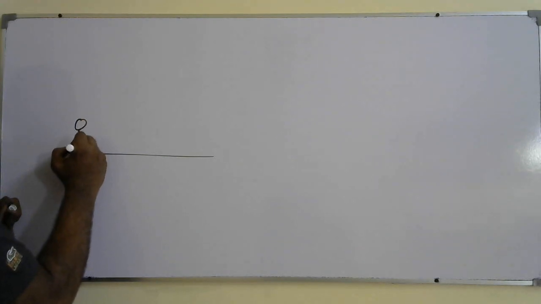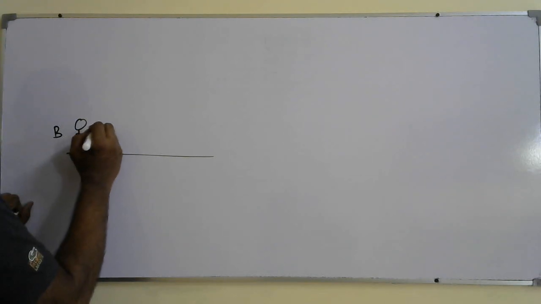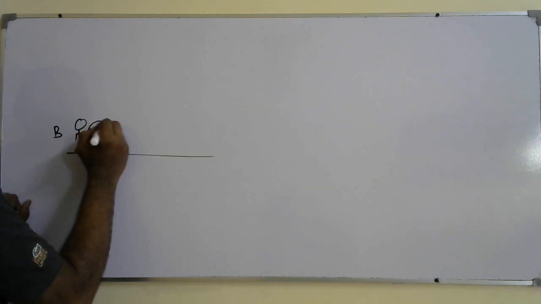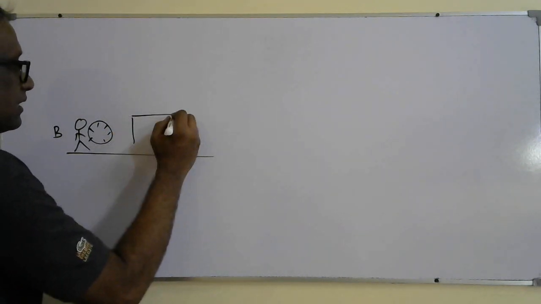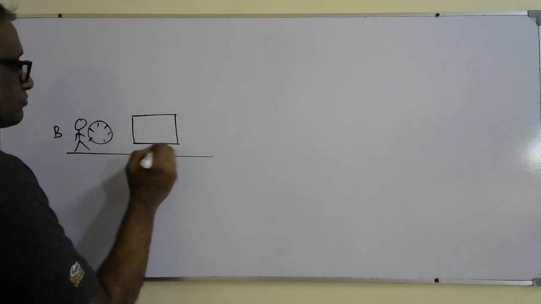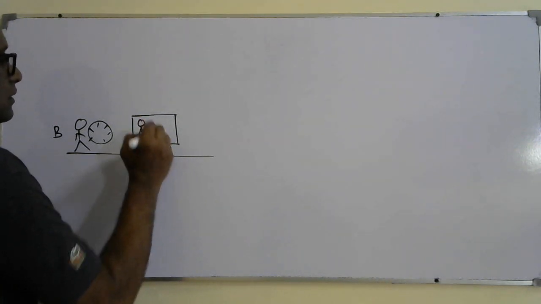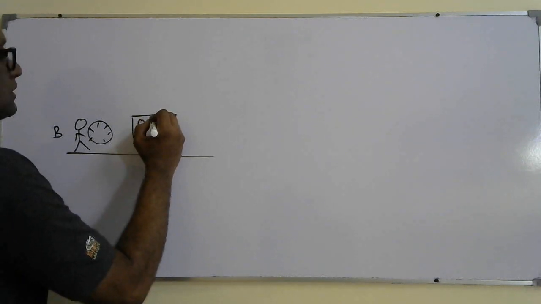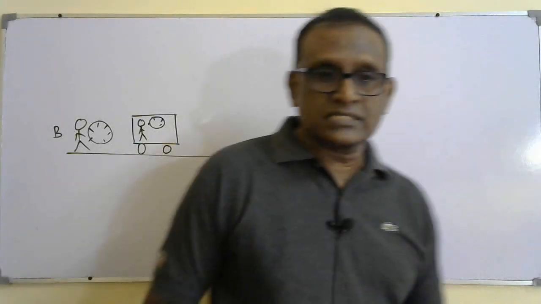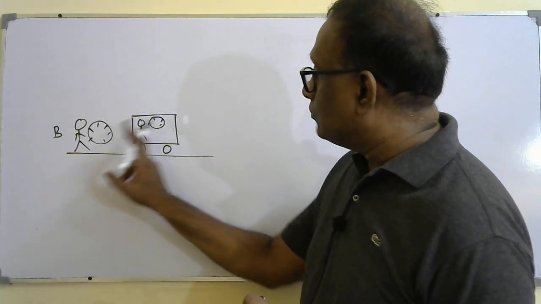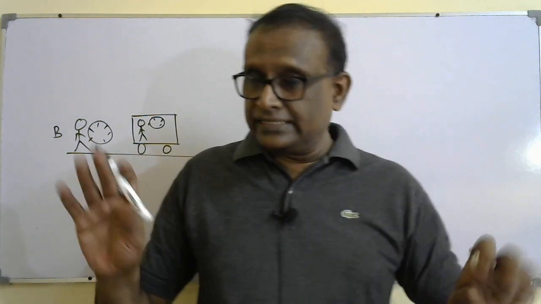Observer B is standing on the ground, and he has a clock. He's holding a clock, an analog clock or digital clock. There's a vehicle. Inside the vehicle, there's an observer. He is also having a clock. Identical clocks. Both are identical clocks. They are synchronized. Synchronized means both clocks function or tick exactly the same way, nothing different.